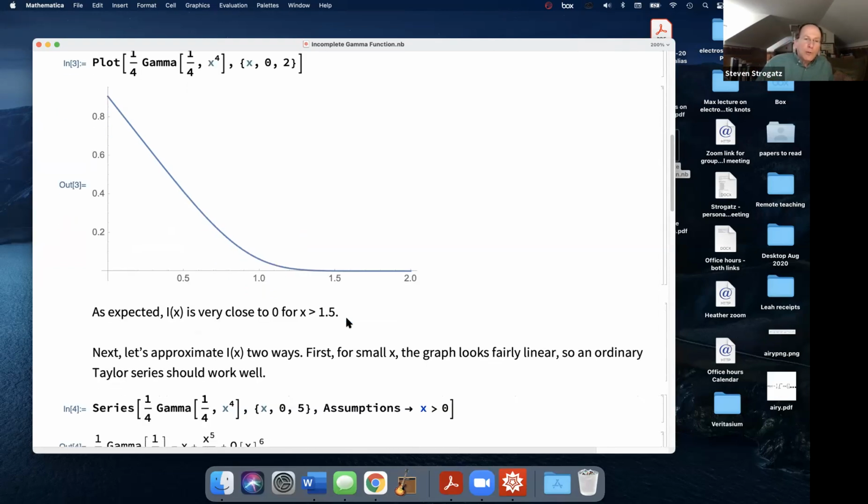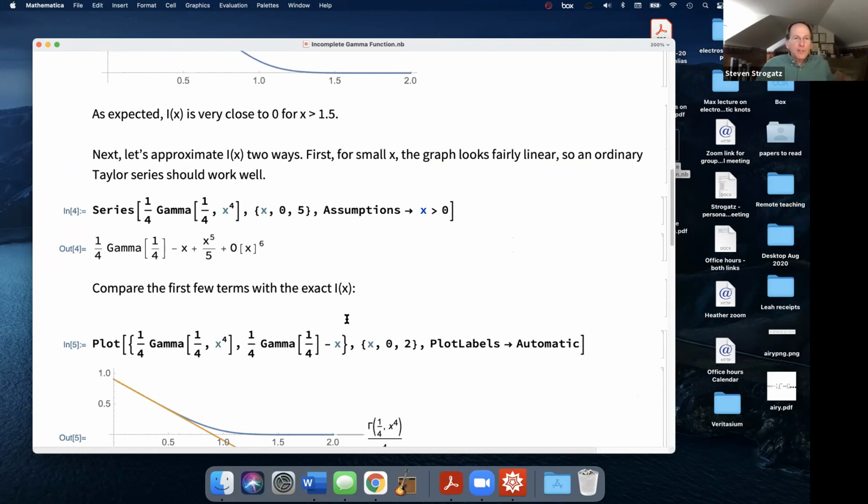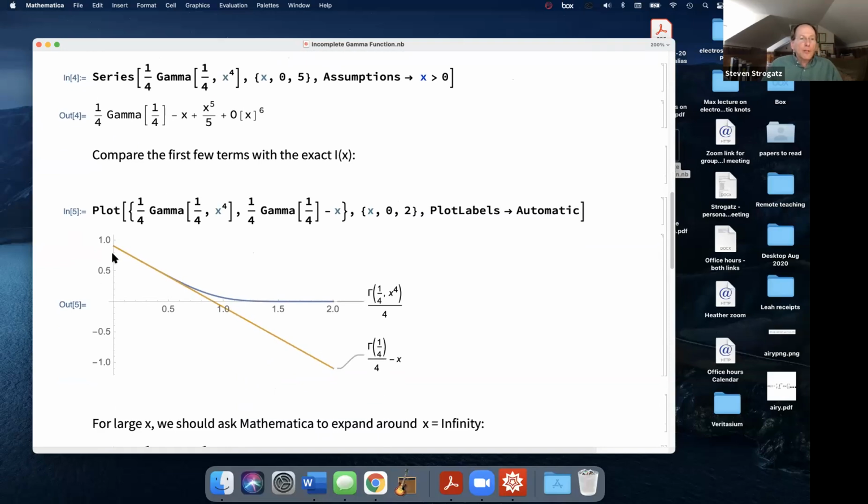Okay, now we could try to approximate the I two ways. As I say, we could just do it with a Taylor series. So to do that in Mathematica, I ask it to just do a series expansion of the exact result with respect to x around the point 0. Give me, say, up to the 5th order term, and it gives me the terms that we calculated ourselves with Taylor series. And if you compare that to the exact I of x, you see that it works decently. The orange curve matches the blue curve pretty well for x moderately small, considerably less than 1.